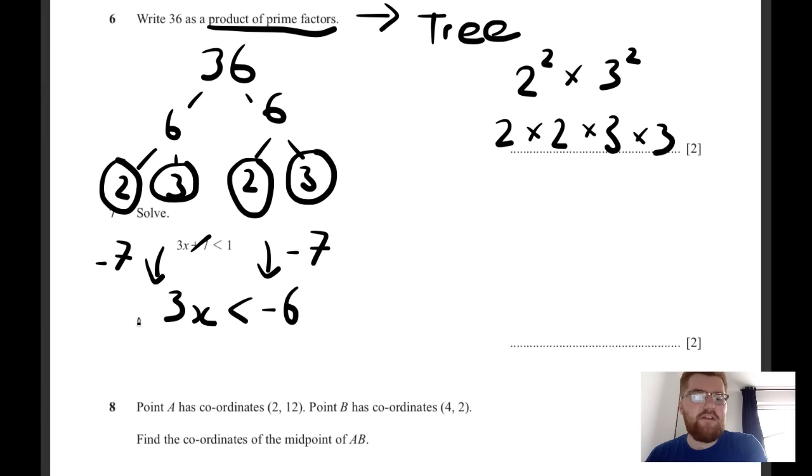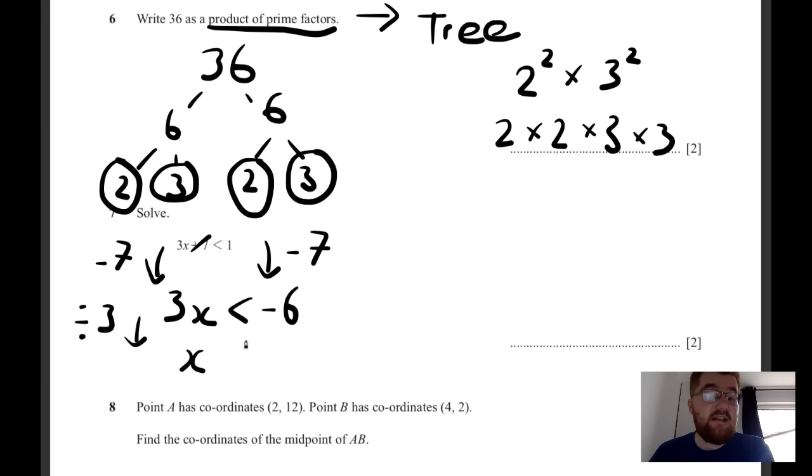And then we want to get x on its own. The opposite of timesing by 3 is dividing by 3. That's it. So this cancels with this to give us x. The less than sign hasn't changed, because we haven't divided by a negative number, so this symbol stays in the same orientation. And minus 6 divided by 3 is minus 2.